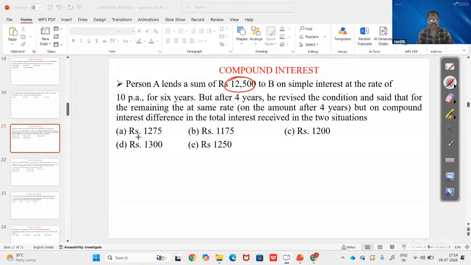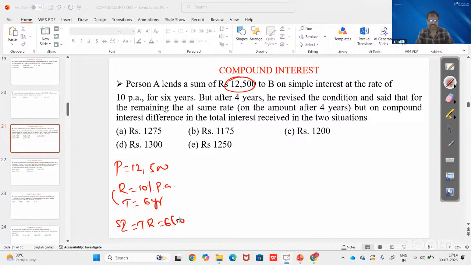Just look here. Normally, what is the amount we are having? Principal is 12,500, rate of interest equal to 10% per annum and time period equal to a total of 6 years. In SI, interest is the same throughout all the years. That is I equal to TR. So that is 6 into 10, equal to 60 percentage.